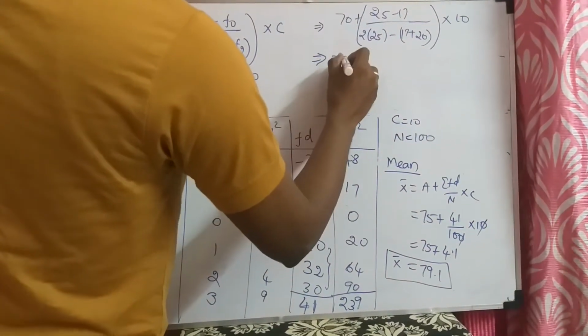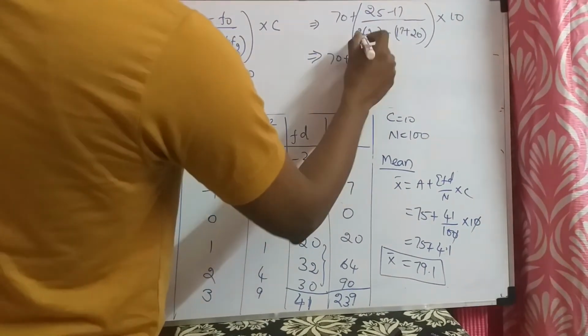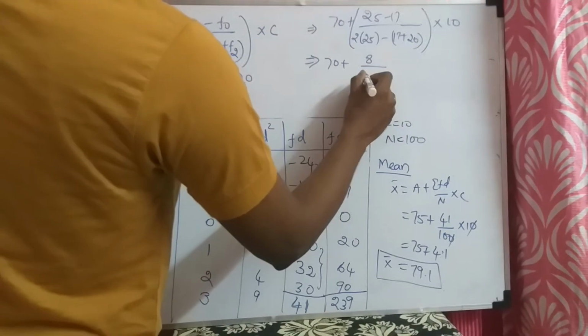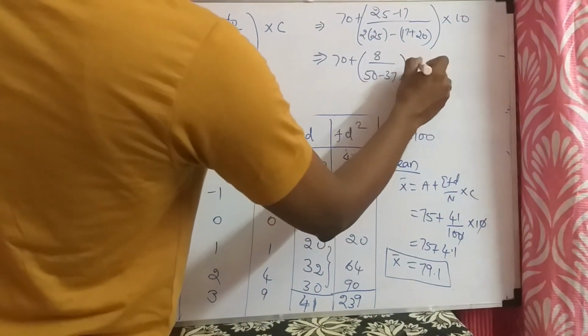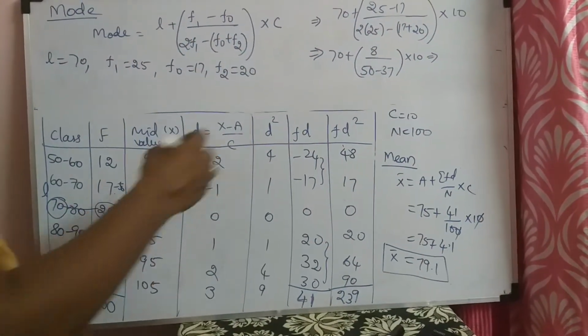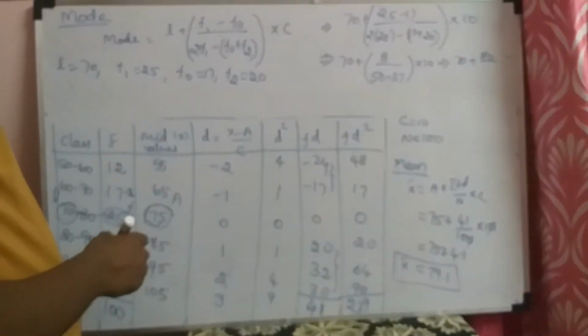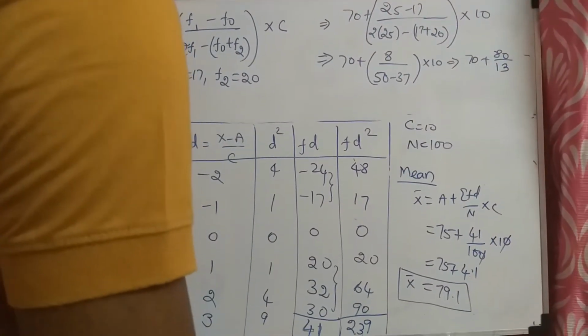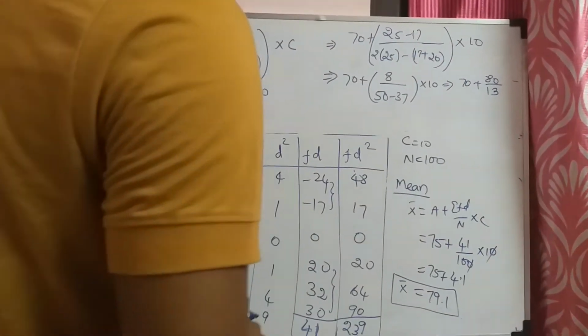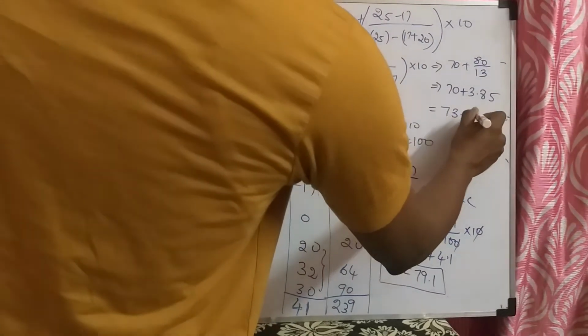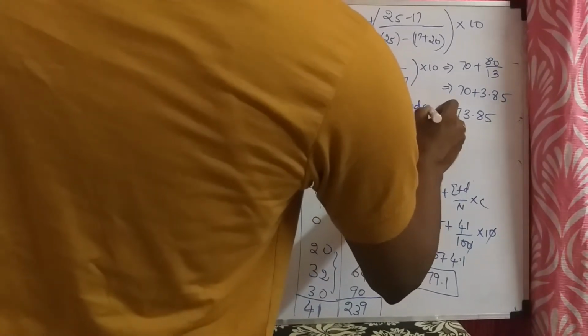So this implies 70 plus 25 minus 17 is 8. This is 50 minus 37, into 10. So this implies 70 plus 80 by, and 50 minus 37 is 13. So 80 by 13 is 6.15, so 70 plus 3.85. This is nothing but 73.85. This is the mode.